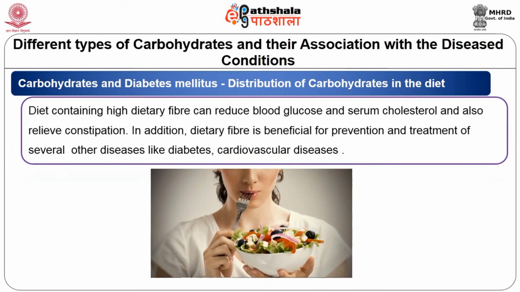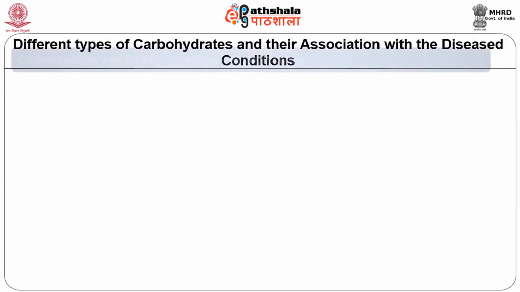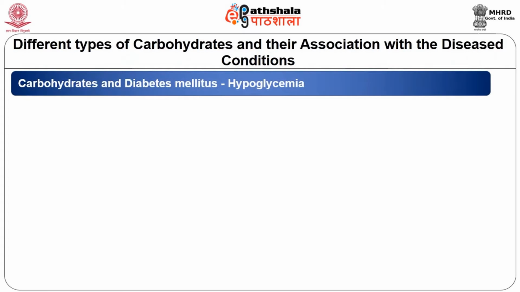A diet containing high dietary fiber can reduce blood glucose and serum cholesterol and also relieve constipation. In addition, dietary fiber is beneficial for prevention and treatment of several other diseases like diabetes, cardiovascular disease and so on. Now we will see hypoglycemia.